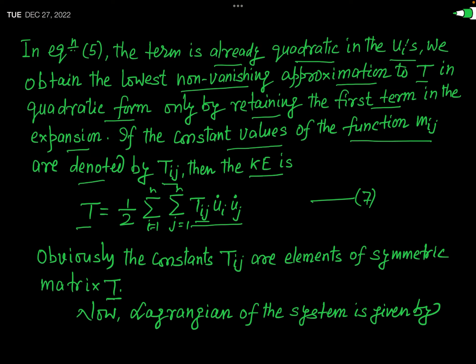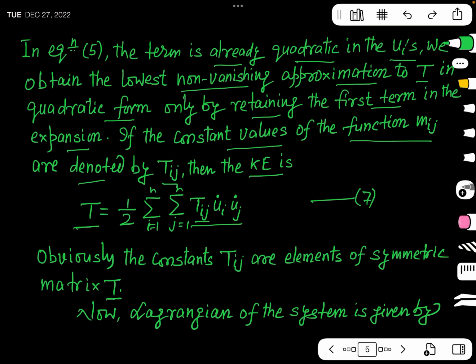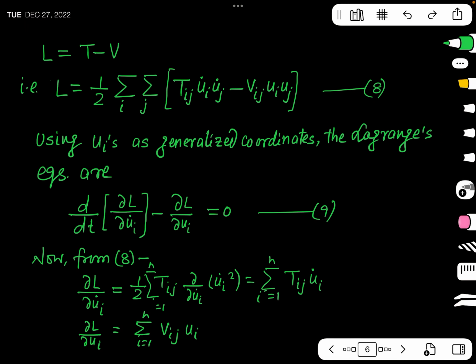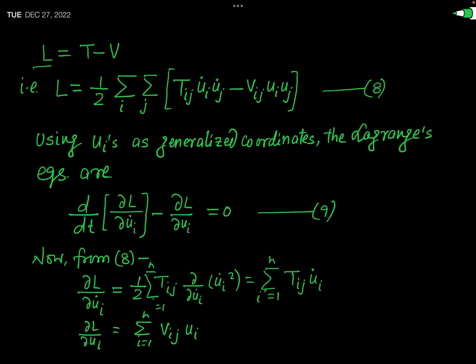Then you will see the utility of these matrices. Okay? So now we have obtained the expression for the kinetic energy of this conservative system. We have also obtained the potential energy of this conservative system. So now we can easily find the Lagrangian of this conservative system. As you know, the Lagrangian L of the system is T minus V.